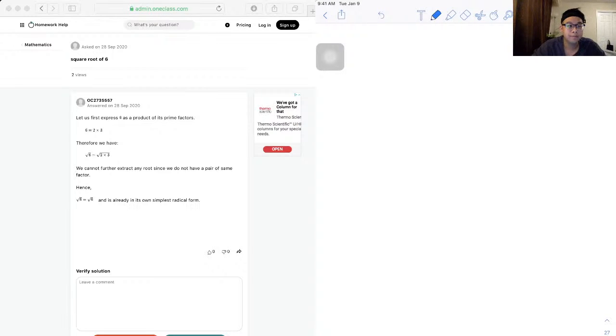Okay, so coming up, our next question is asking us, what is the square root of 6? Square root of 6. All right. So first, let's express 6 as a product of its prime factors. Right. So we know 2 times 3 is equal to 6, where 2 and 3 are prime numbers.